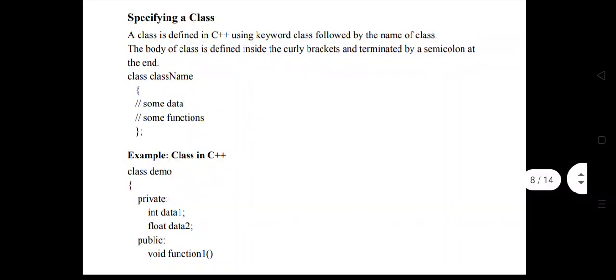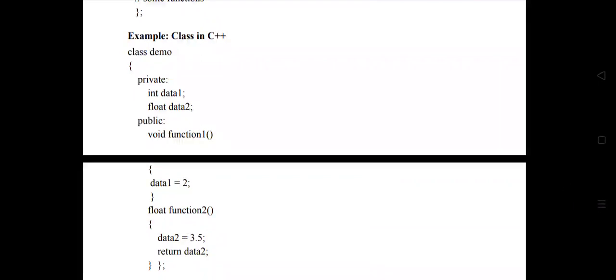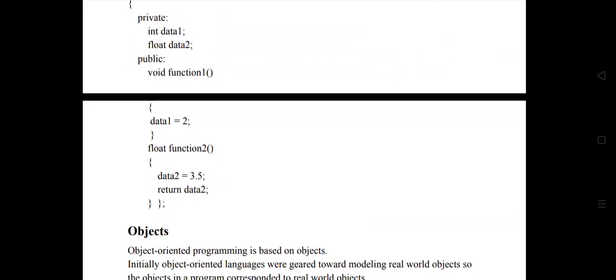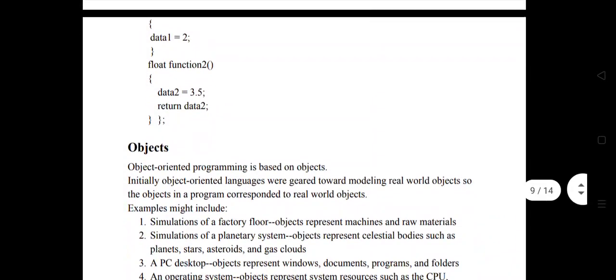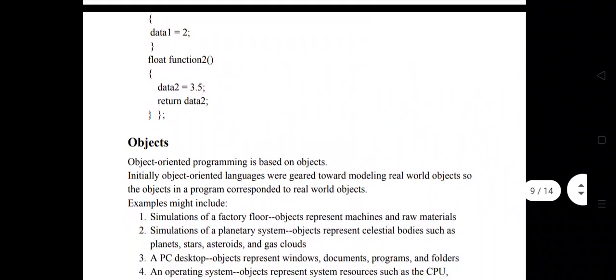So how can we specify a class? This is the method. The class keyword will be used, then the class name, then some data members and the member functions. This is the example demo wherein we have data1 and data2 as two private data members, and function1 and function2 as the public member functions. So this is the way to create or specify any class.